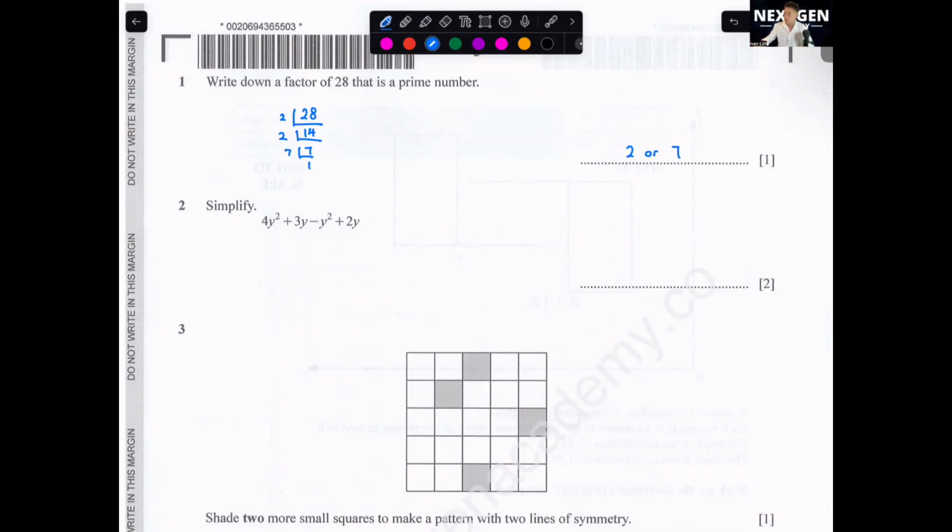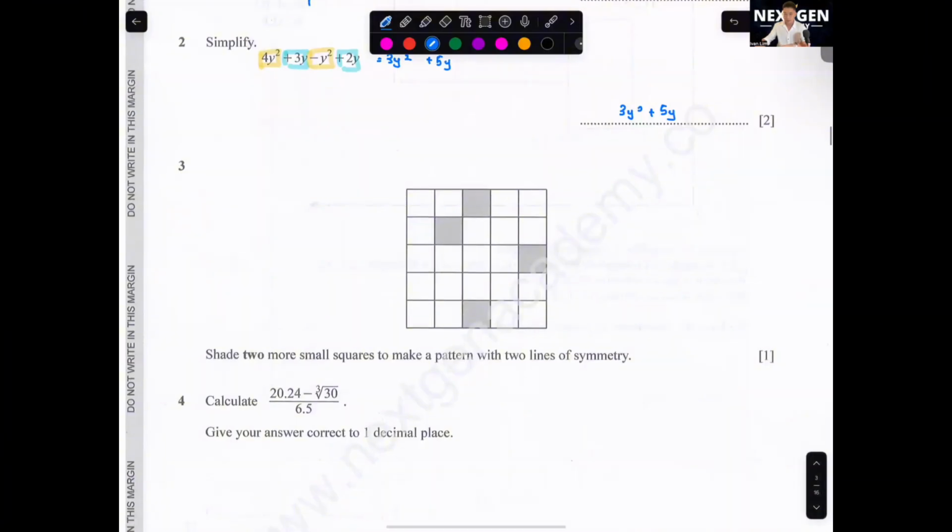Number 2, simplify this expression here. So we can take 4y squared minus y squared, which is equals to 3y squared. 3y plus 2y equals to 5y. Don't need to go do anything extra. But if you do anything extra, doesn't matter. So what I realized over here, the paper 4 format, the starting part right now is sort of like a paper 2 also. They give you all the easy questions. Last time the structure was a bit different, right?